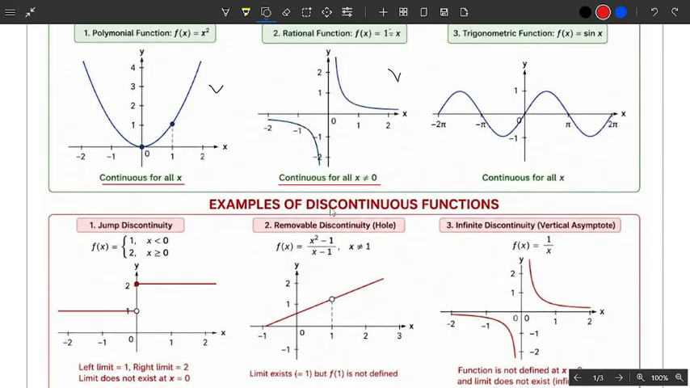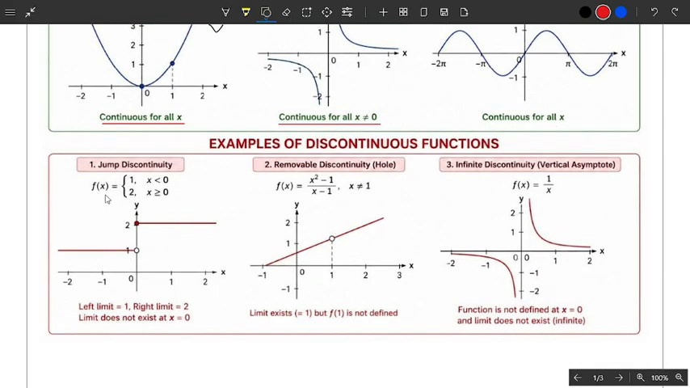Now let's look at the examples of discontinuous functions. We have some here. Let's consider this piecewise function. From the left hand side, we have 1. Then the right hand side, we have 2. Since you can see that this is not equal to this, from the left hand side and the right hand side, the limits are not the same, then we say that it is not continuous. So the left limit equals 1, the right limit equals 2. The limit does not exist at x equal to 0.